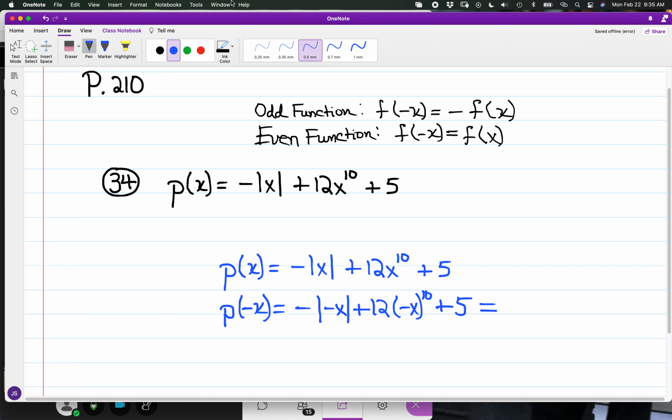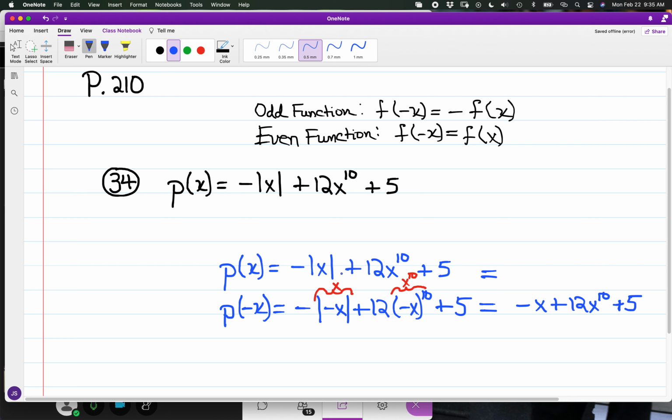Now the absolute value of negative x is going to be positive x, and negative x to the 10th is just going to be positive x to the 10th. And I'm still going to be taking the opposite sign of the absolute value of negative x, so in this case I'm going to have negative x plus 12 times x to the 10th, followed by the addition of 5.